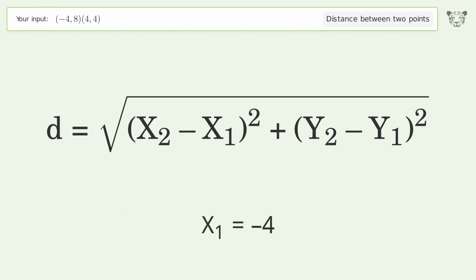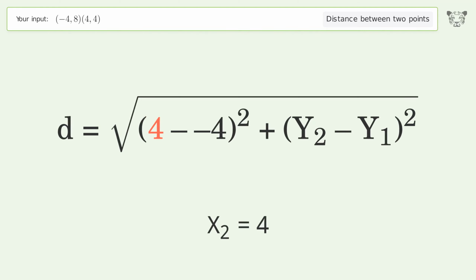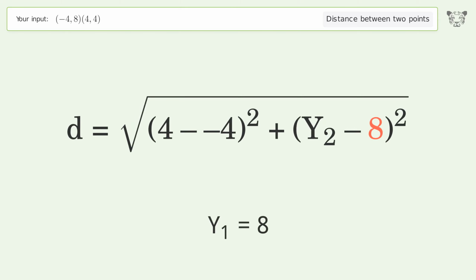x1 equals -4. x2 equals 4. y1 equals 8. y2 equals 4.